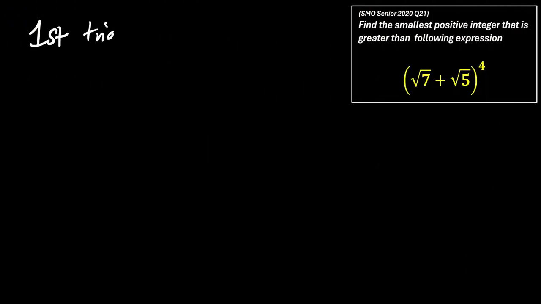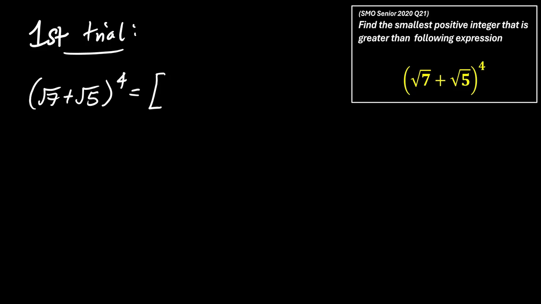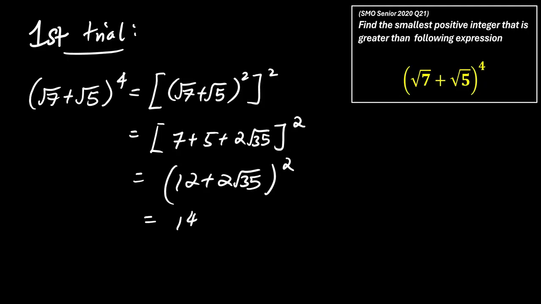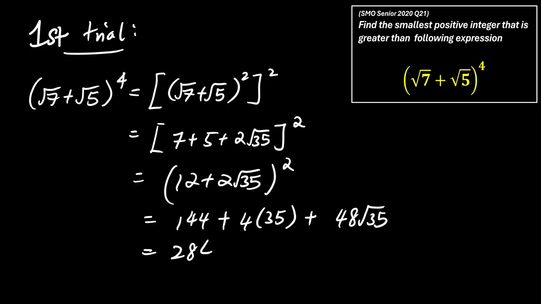Let's first expand the expression. (Square root 7 plus square root 5) to the power of 4 is equal to the square of (square root 7 plus square root 5) squared. Now, (square root 7 plus square root 5) squared is 7 plus 5 plus 2 times square root 35. That gives 12 plus 2 square root 35. Next, we get 144 plus 4 times 35 plus 48 square root 35. That gives 284 plus 48 square root 35.